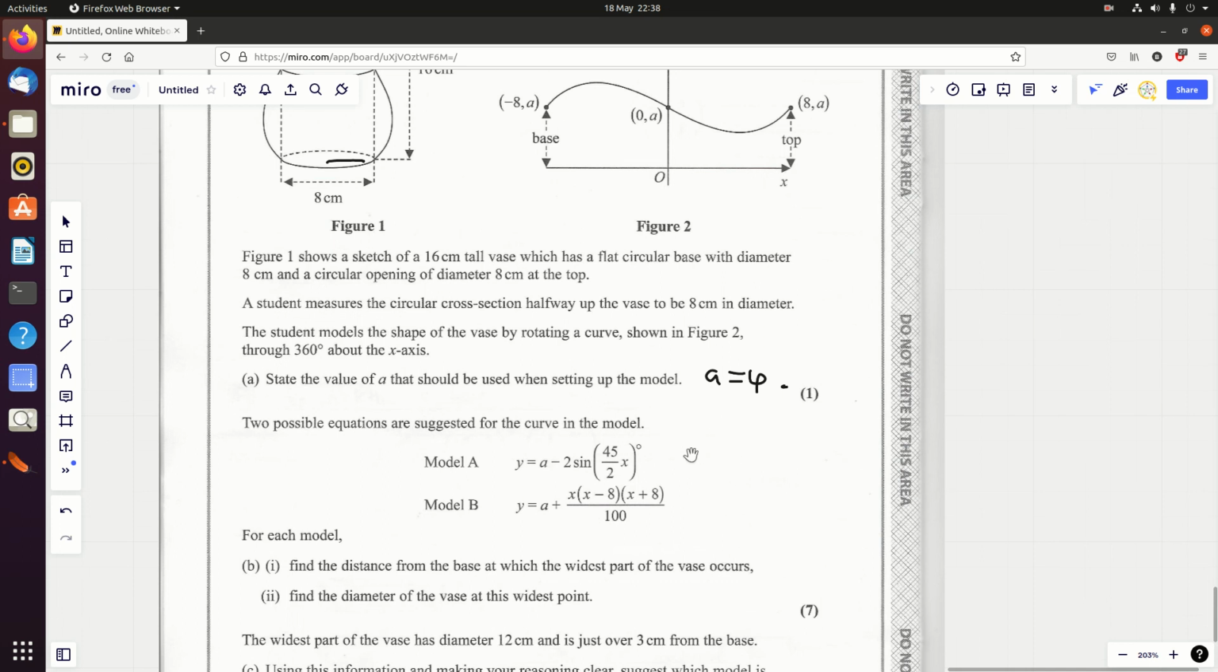But anyway, for each of these models, bearing in mind we already know A is 4, we've got to work out the distance. We're basically working out this peak here. Yeah, we're going to find the distance from the base at which it's widest, so that's at that peak.